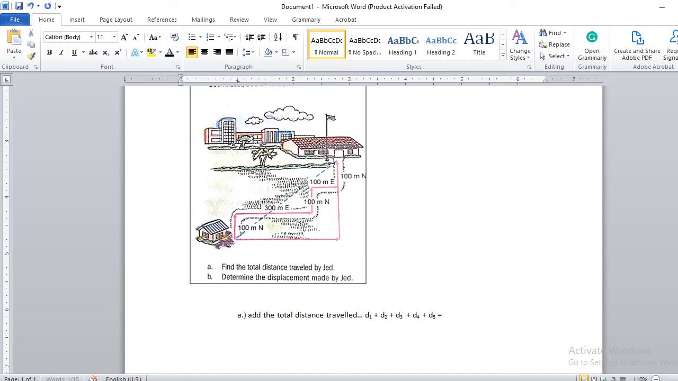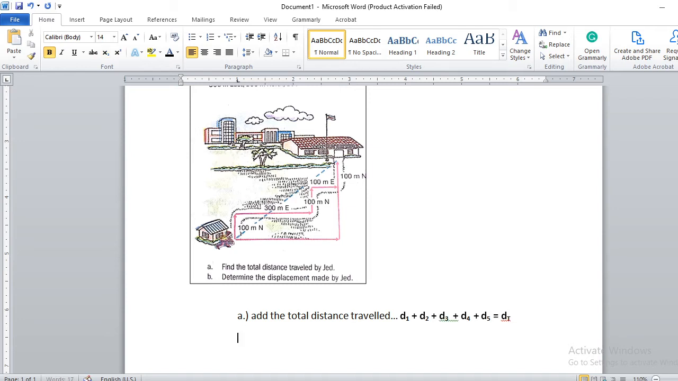So if you're going to total it, that results to the total displacement. Okay, so I think this would be a clue for letter A. All right. Okay, let's go for letter B.